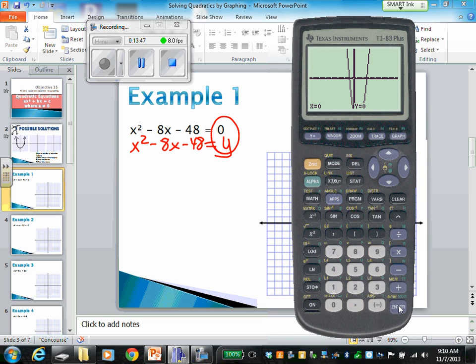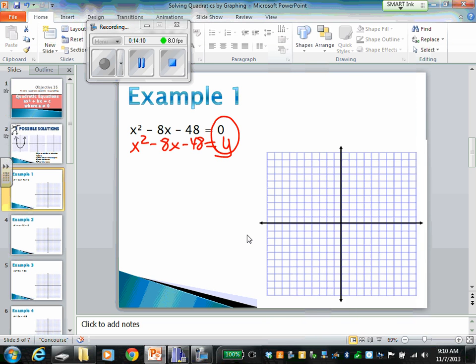Okay? So, some people say, do we need to see the very bottom point? No, because we're not looking for that. As long as we can see our 2 zeros, you with me? Our 2 x coordinates where it's crossing the x-axis, that's all you need. Okay? Now, before I go any further, I want you to understand something. Okay?